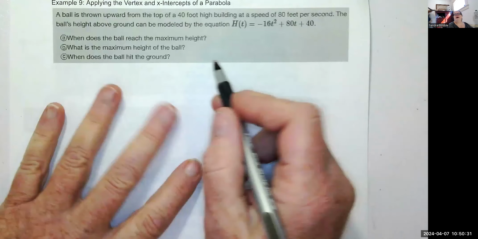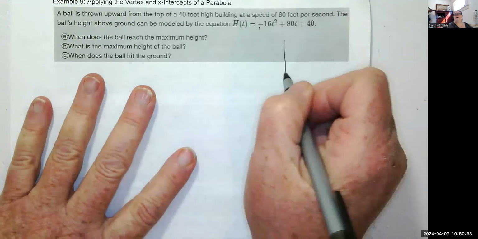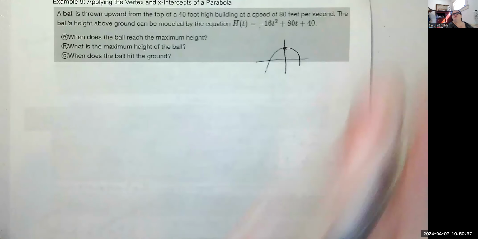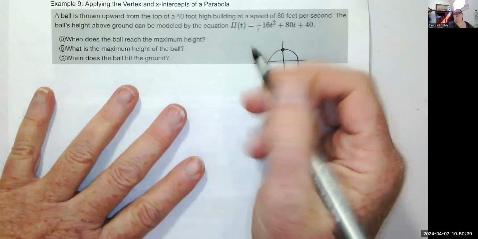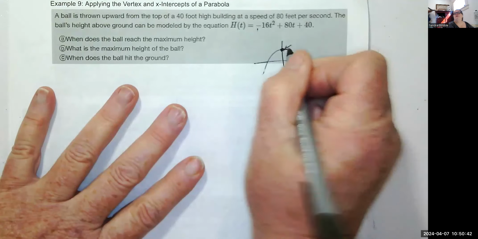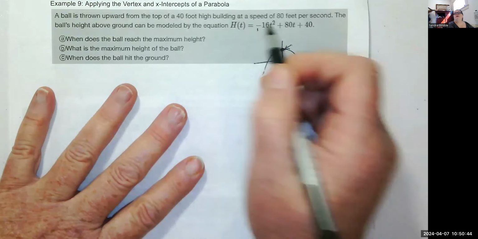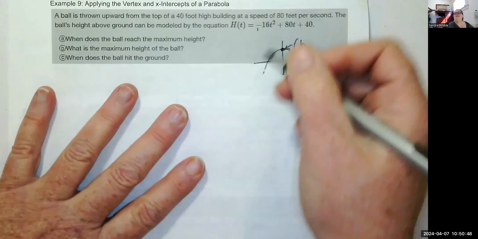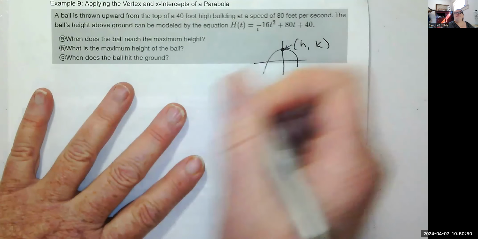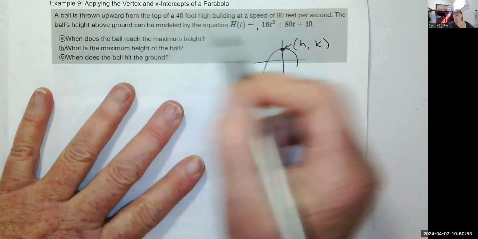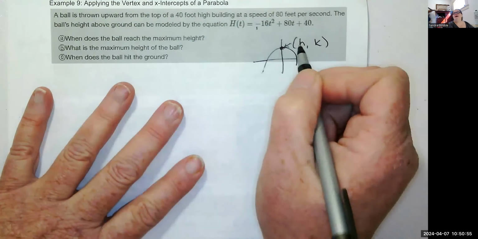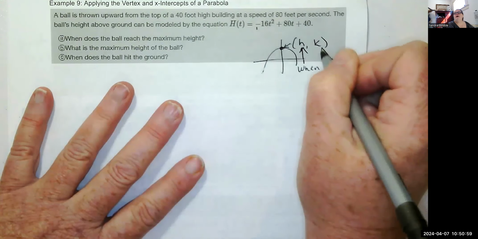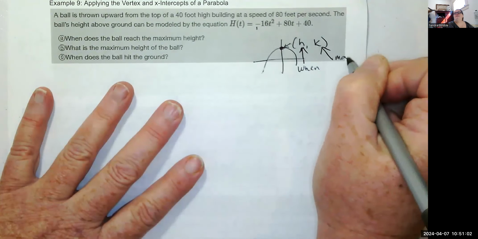We know there's going to be a max height because this is an inverted parabola. So it's going to be something like this, where we're going to have a max height somewhere. I'm not saying it's on the y-intercept. It's just showing you that there's a vertex. It's going to be up here because this is negative. So when we find our h, that's going to be when it hits the max height. So this is our when. And this is going to be our max height, the k.